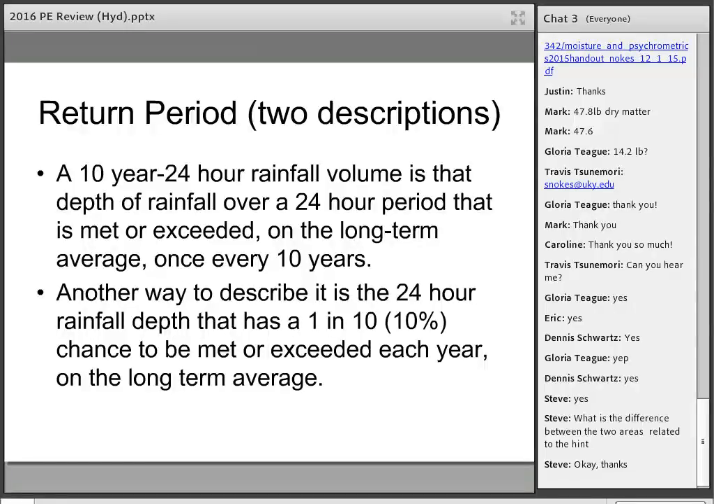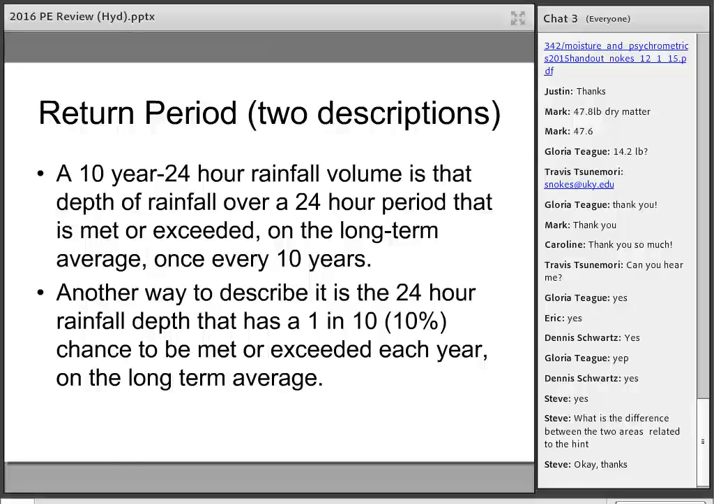Okay, let's talk about return period for a minute, because this is a really fundamental concept that you're going to need to understand to be able to interpret some of the problems on the exam. A 10-year, 24-hour rainfall volume is that depth of rainfall that lasts over a 24-hour period that is met or exceeded, and that's very important, met or exceeded on the long-term average once every 10 years.